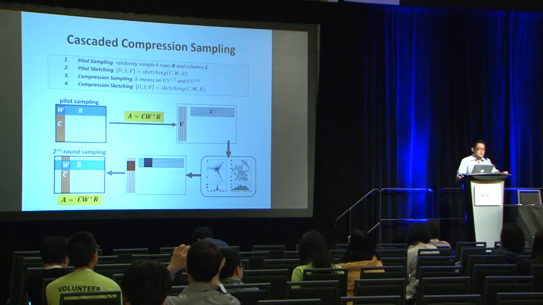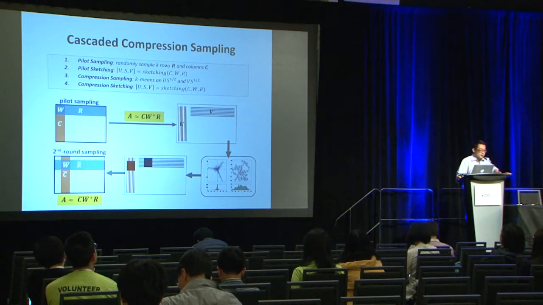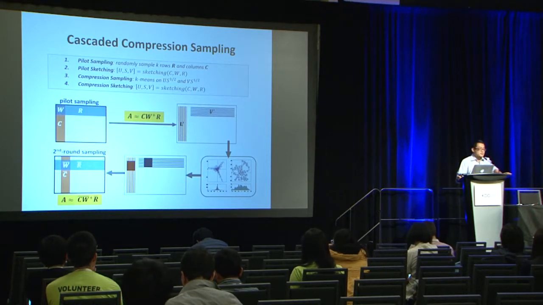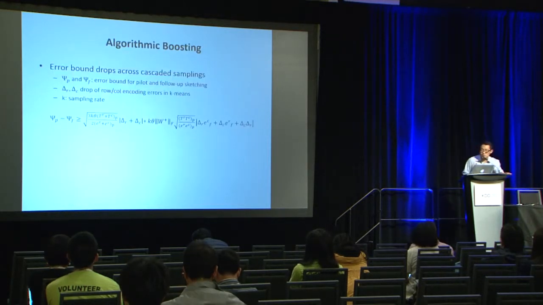The first time is uniform sampling, and in the second round, the algorithm will tell you which rows and columns should be selected. And what can we say about this cascaded compression sampling? Obviously, as a two-step method, we hope that the second round will generate a better solution than the first round, and this is exactly what we can prove.